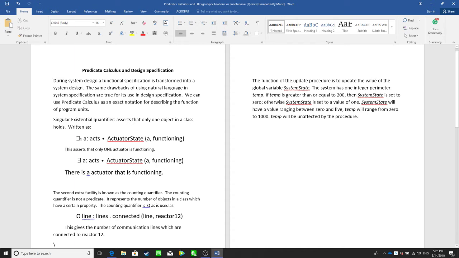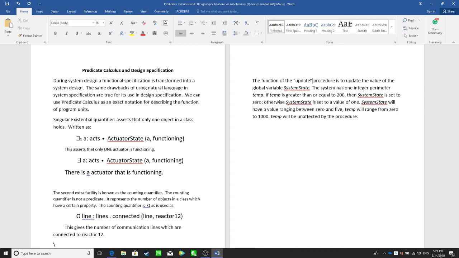Here is the example: the function of the update procedure. This is an update function. It updates the value of the global variable system state. That's what the function does: it's just updating the value of some variable. The system has one integer parameter, temp, which is a temperature. If the temperature is greater than or equal to 200, the system state will be set to 0. Otherwise, the system state is set to the value of 1. The system state will have a value range between 0 and 5.